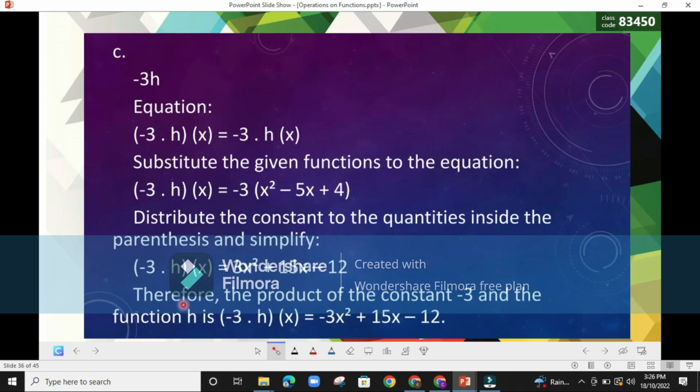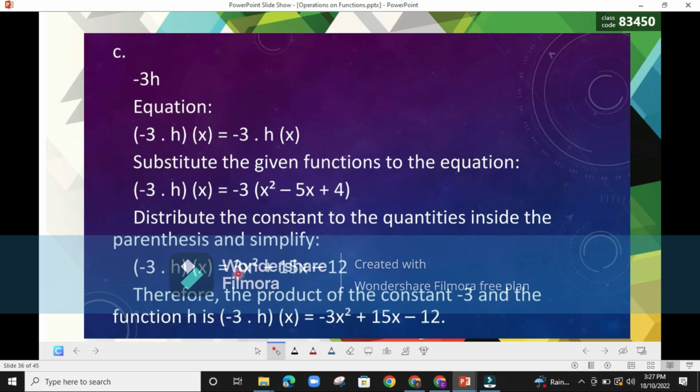Okay, next let's have the third example. Negative 3h. The equation we have negative 3 times h of x is equal to negative 3 times h of x. And substitute the given functions to the equation. Our h of x is x squared minus 5x plus 4. Therefore, we need to distribute the constant to the quantities inside the parentheses and simplify. So we have negative 3 times x squared. No, it should be negative 3x squared.